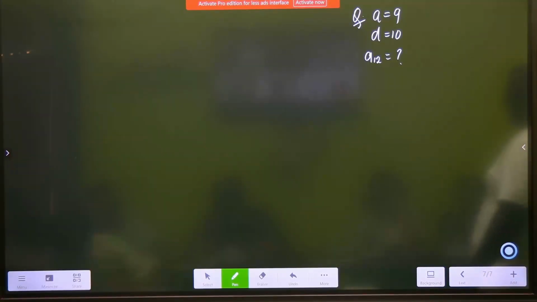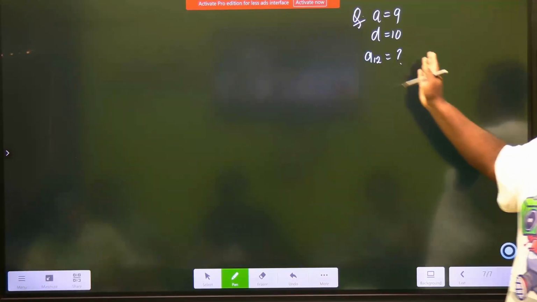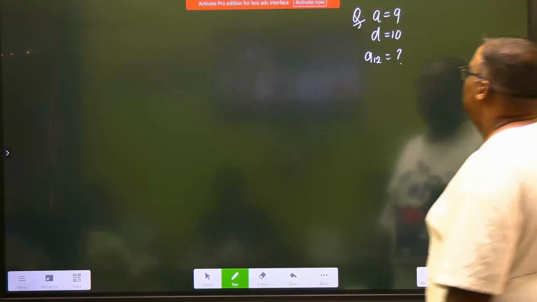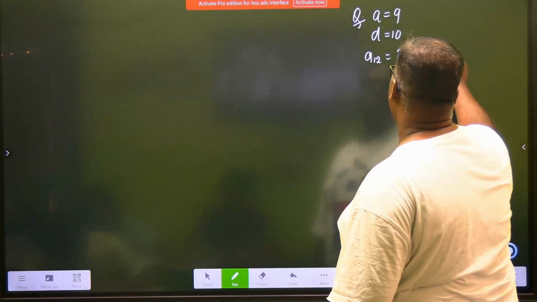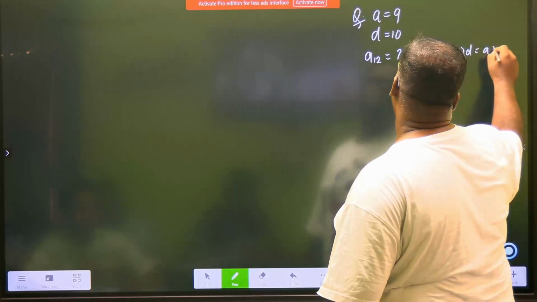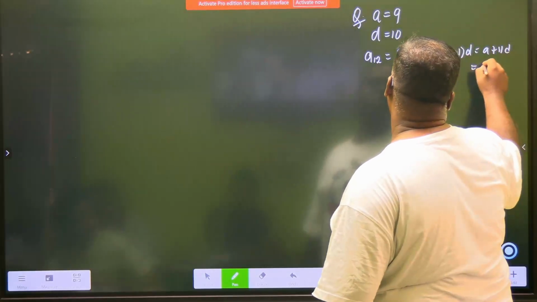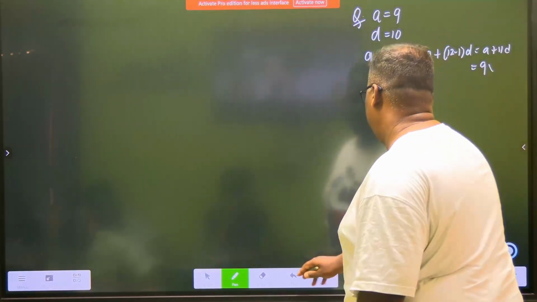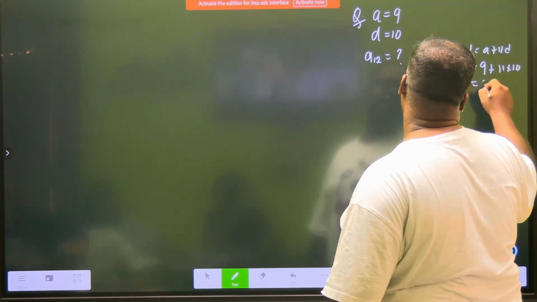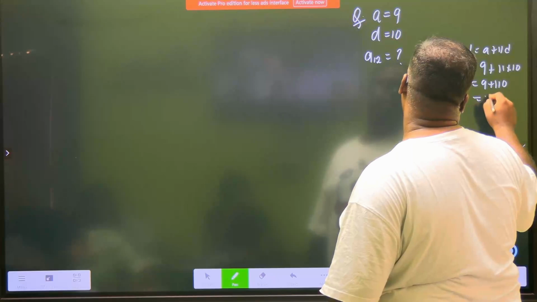गर्ल है, ठीक है। ये हो गया। What is the 12th term? Could all of you solve it? I'll wait for all of you. 12th term will be a plus 12 minus 1 into d, which is a plus 11d. A is already known to you, and then we add 11 into ten, which is 110, which is 119.